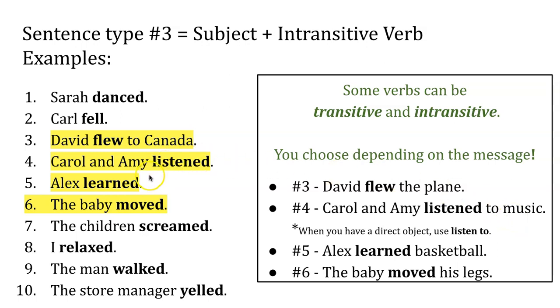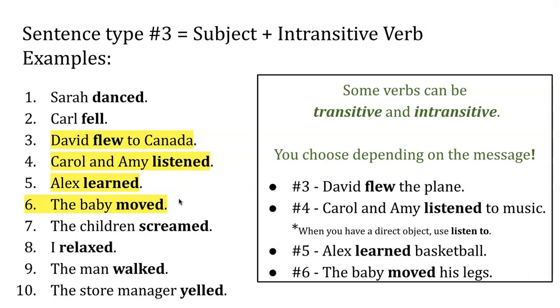Okay, number 5, learn. Alex learned. You can use it as a transitive verb and you say Alex learned basketball. What did he learn? He learned basketball. In this example, basketball is an object. The object receives the action, the learning. So Alex learned basketball is an example of a subject, transitive verb, and object sentence.